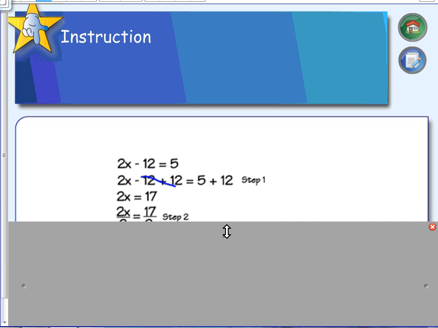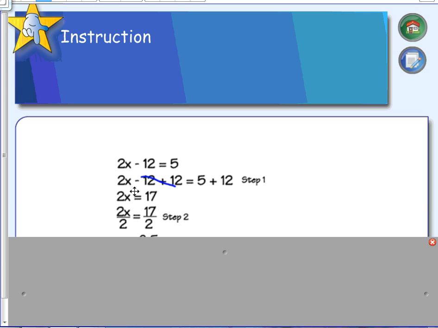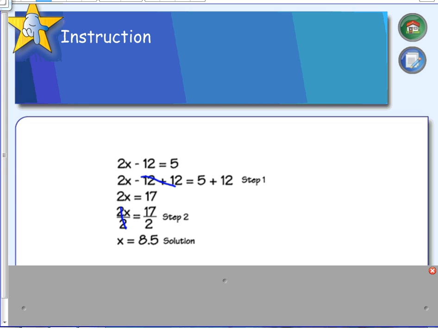Now in this case, we are going to divide because the inverse of multiplying is dividing. These two cancel each other out, and 17 divided by 2 is 8.5. All right, so this is considered a two-step equation. You're adding and subtracting, and then you're multiplying or dividing. Now, sometimes these two steps are not always clear or as easy to do.